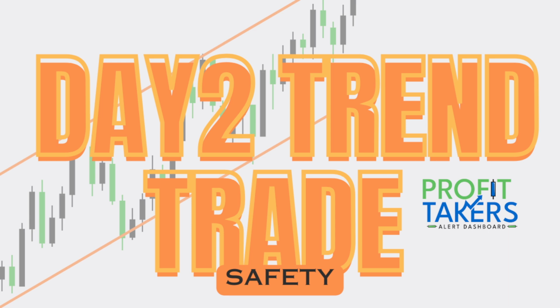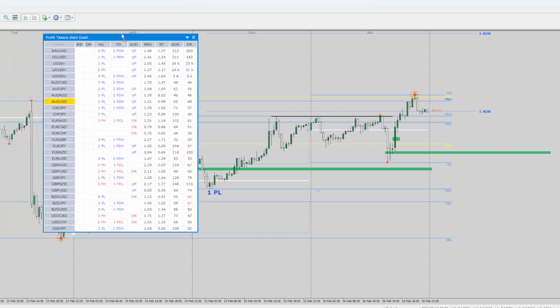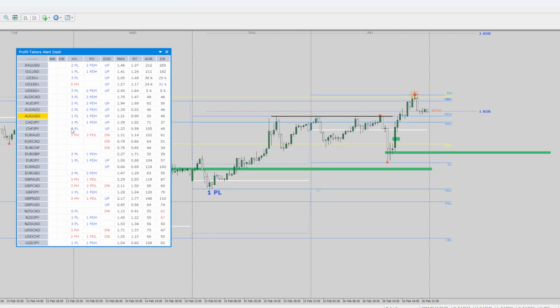All right, so let's head on over to the charts and look at the Profit Takers alerts dashboard. Now, the signal for this trade, guys, is the one peak formation high or low. Specifically for this one, we are going to look at Aussie dollar. It was a one peak formation low, and we're going to look at gold for this example.